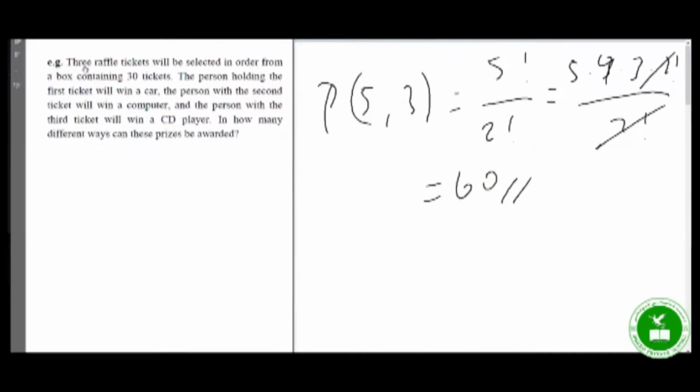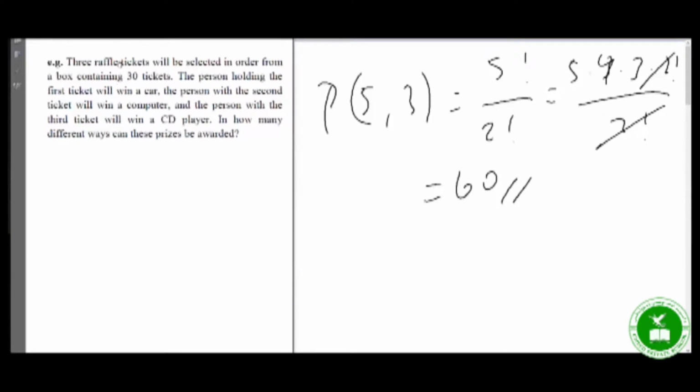Okay, next example: 3 raffle tickets, or we can also say lottery tickets, will be selected in order from a box containing 30 tickets. The person holding the first ticket will win a car, the person with the second ticket will win a computer, and the person with the third ticket will win a CD player. In how many different ways can these prizes be awarded?